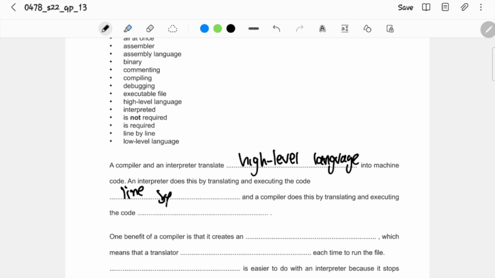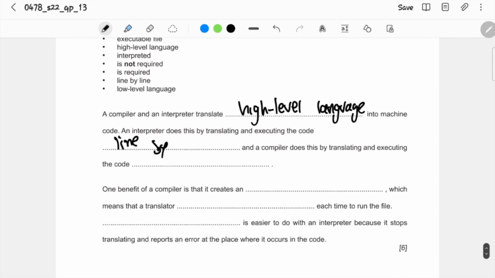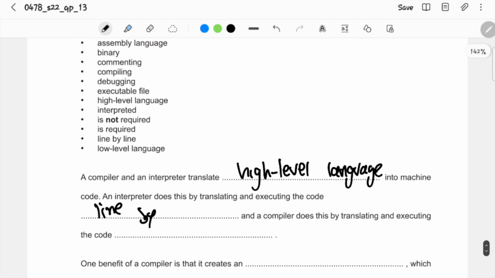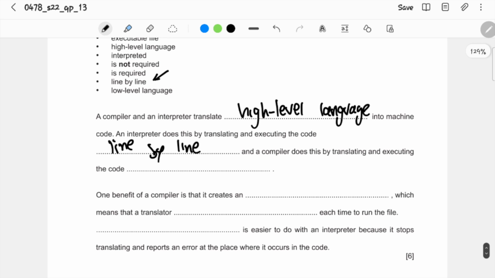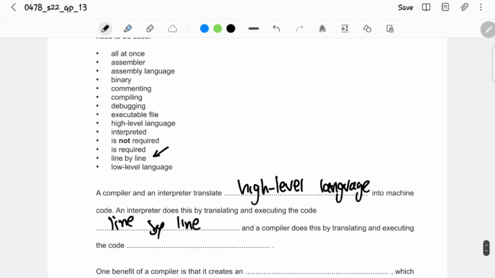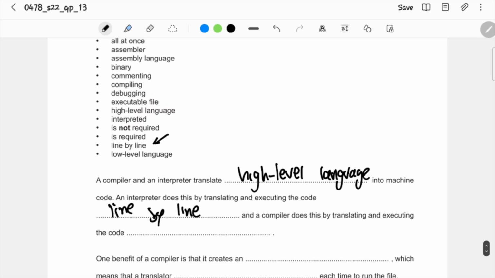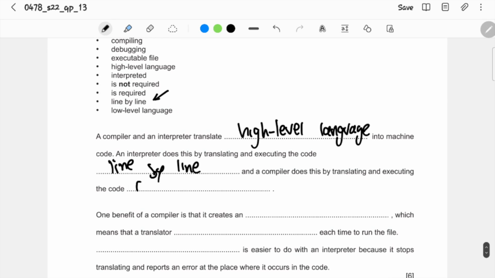You see, I'm not even checking if this is an option. I'm just assuming that's the right answer. Yeah, I can see line by line. So that's funny because some of these you don't even need the options. And a compiler does this by translating and executing the code as a whole, or let's see, all at once. Okay, I've seen all at once.